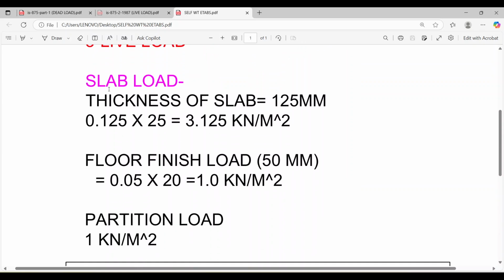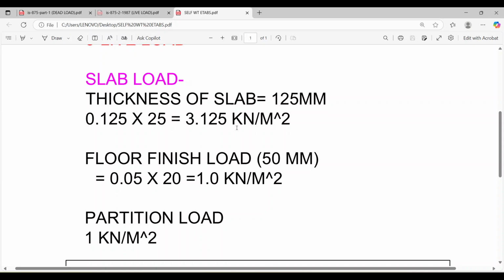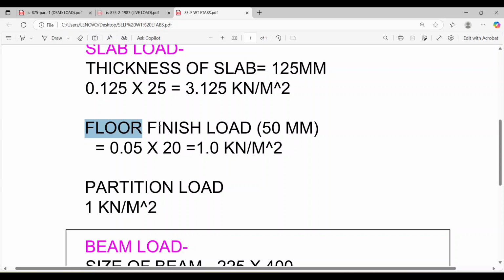So if you want to calculate the slab load manually, here you see the thickness of the slab is 125 mm. I am taking 125, you can take 150 or whatever you want. So you need to calculate the self-weight of that slab. You need to convert into meters, so that will be your 125 into 25, which is nothing but the unit weight of the RCC. You just need to multiply that and you will get the self weight of that slab. Okay, and then you can add the floor finish load.